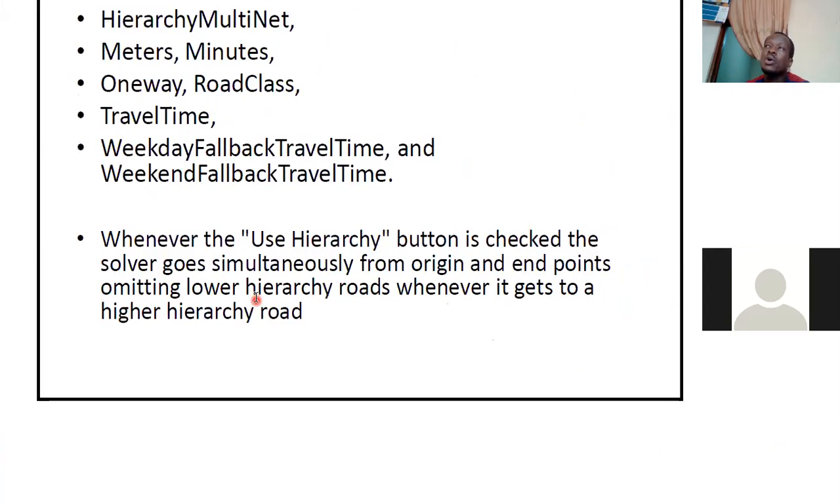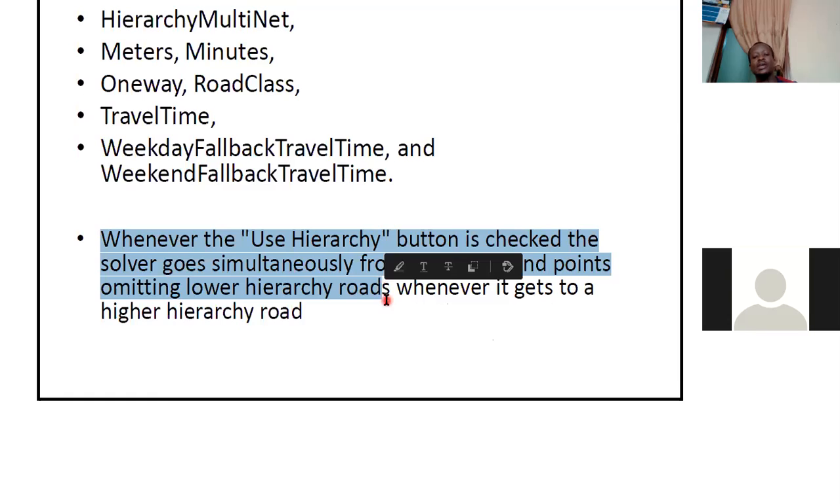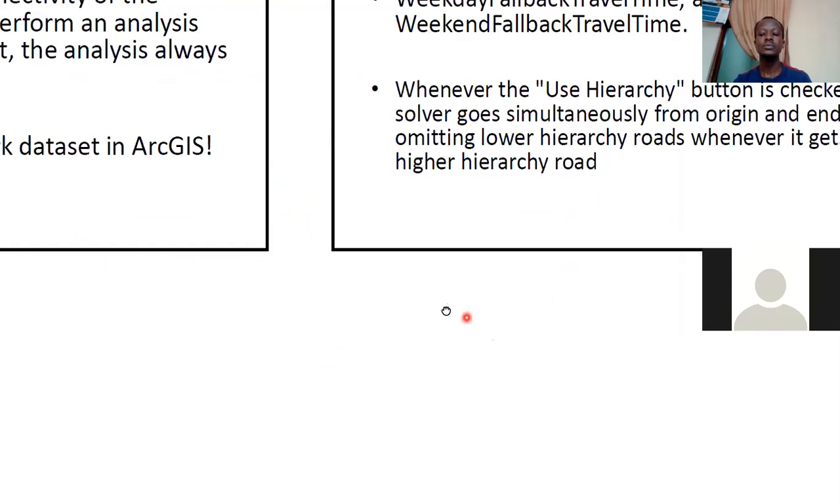We have what we call transport GIS. Can you imagine that? For example, whenever the use hierarchy button is clicked, the solver goes simultaneously from origin and endpoints, omitting lower hierarchy routes. So we don't have different hierarchy routes in Ghana. I've told you that in Ghana we are on one hierarchy, one level. Hierarchy means level. Is that okay?